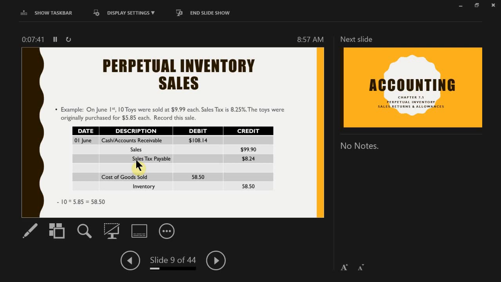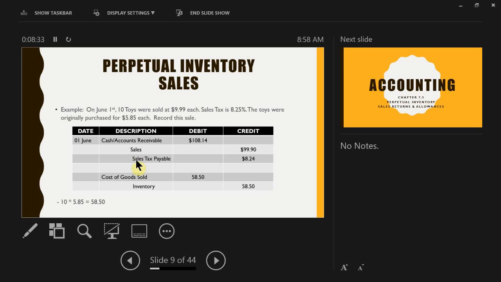But because the idea of perpetual inventory is we're constantly updating, we need to know how many items we have on hand at all times, because we're keeping track of it, right? So I need to calculate how much it cost me to sell those items, or in this case, how much it originally cost me to purchase those items. And in this case, it's $5.85, and I sold 10 of them. I got rid of 10 of those items. So I need to calculate that in order to credit out my inventory, taking those 10 items out of my inventory. I have to do this if I'm doing a perpetual type of inventory.